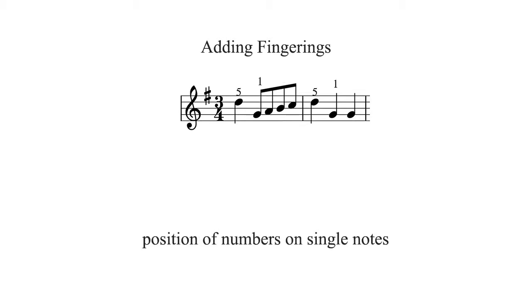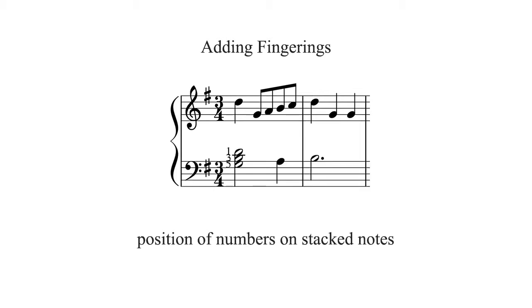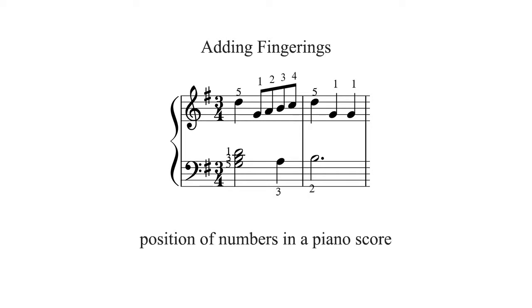By default, fingering for a note by itself is placed on top of the note and fingering for a note in a stack is on the left. In a score with 2 staffs for a piano, you will see a number for single notes placed on top for the top staff and at the bottom of a note for the bottom staff.